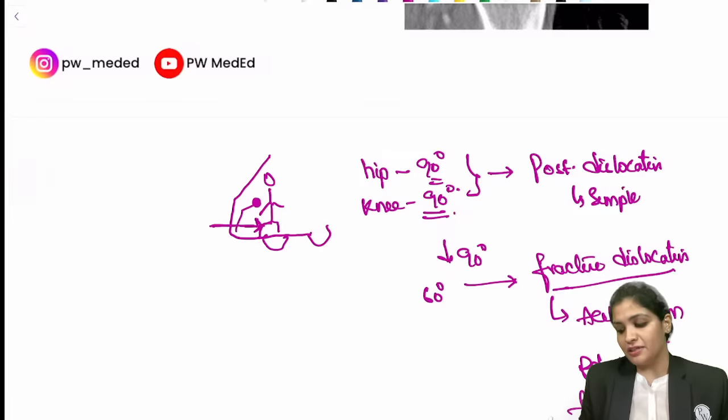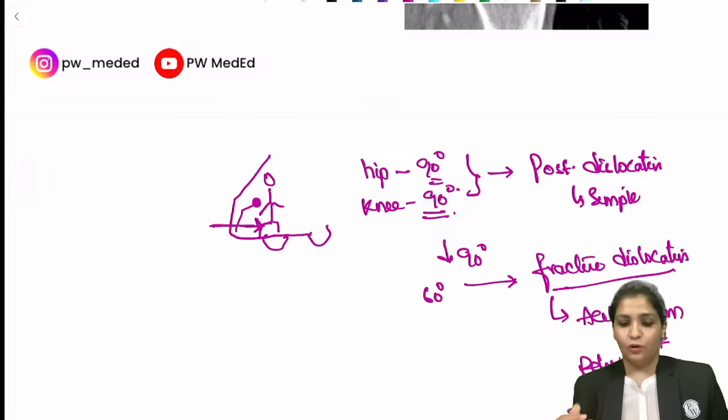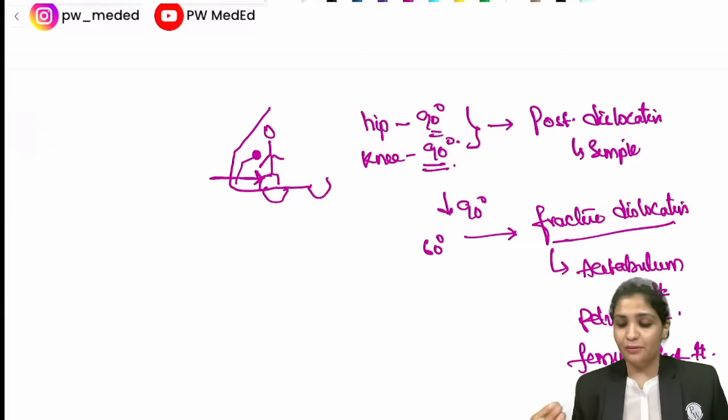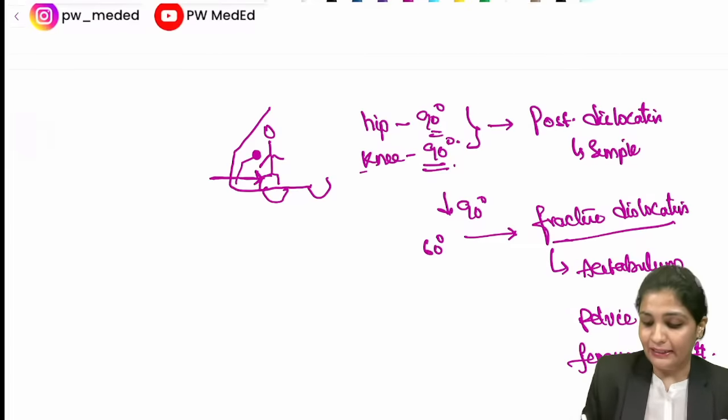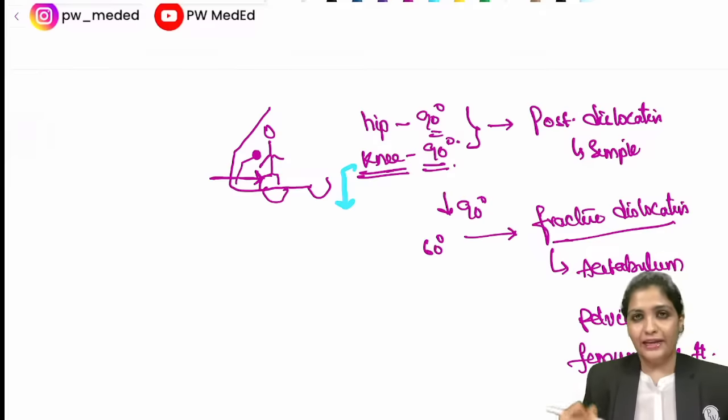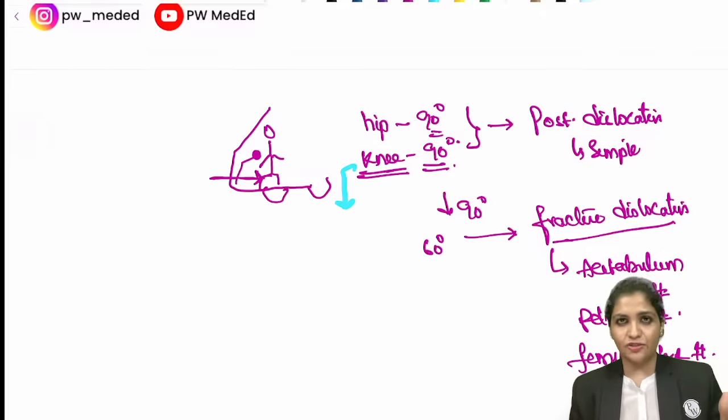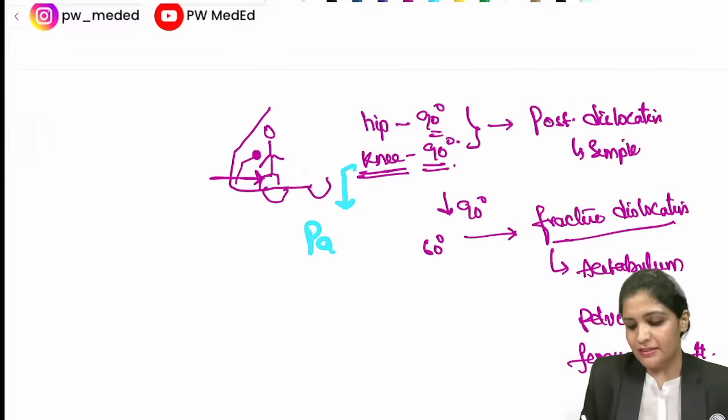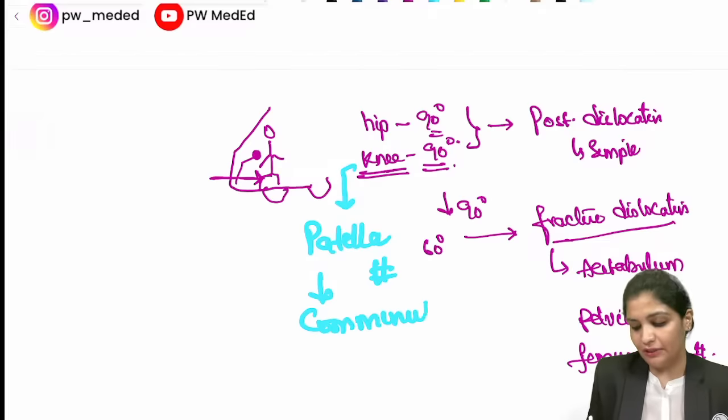So these are the associated injuries which you have to look for when a patient is presenting with a posterior dislocation. And the knee is also injured here. So in case of a dashboard injury, your knee also gets injured with a direct force. Hence, there would be a patella fracture, which is usually comminuted because of the direct force which is acting on the patella.